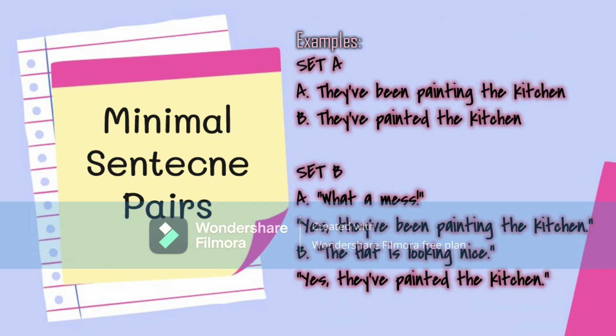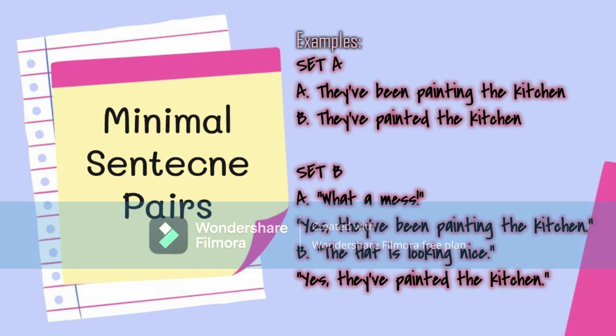Here's another set of examples. Set A: they've been painting the kitchen. They've painted the kitchen. So, as you can see, nothing serves a purpose to help learners in sorting out the distinction between these two phrases.